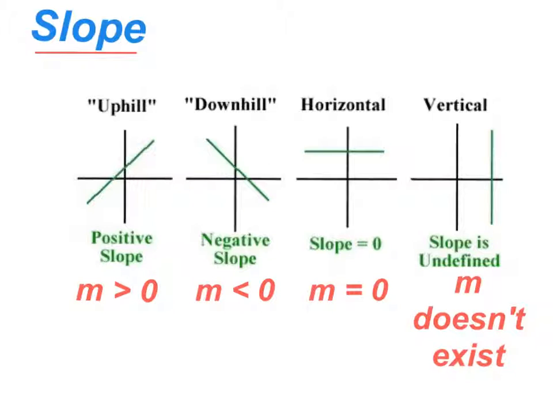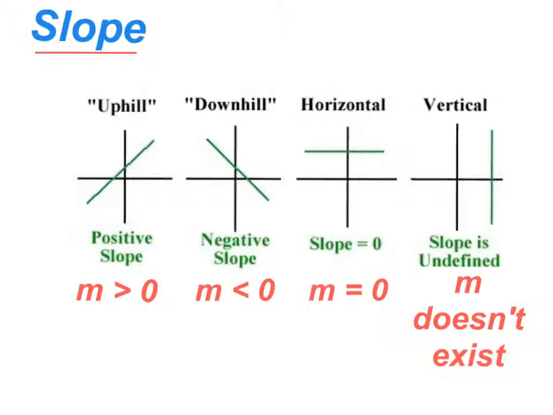In my second picture, we have downhill, and when your line on your graph actually descends going from left to right, it's referred to as having a negative slope. And when you look at your slope value, it'll have a value less than 0.